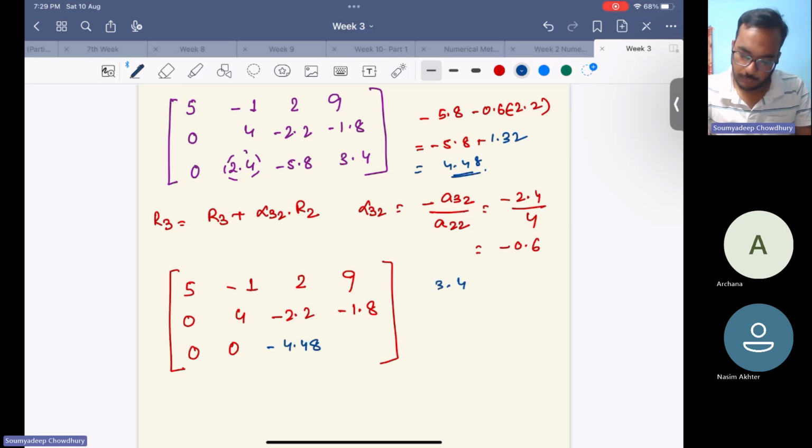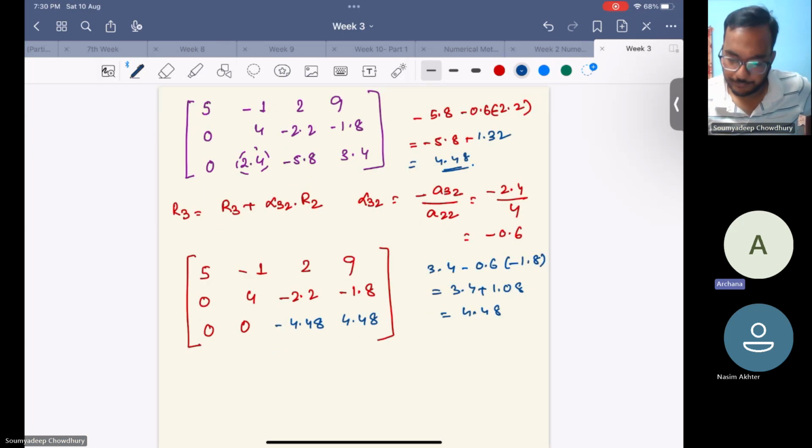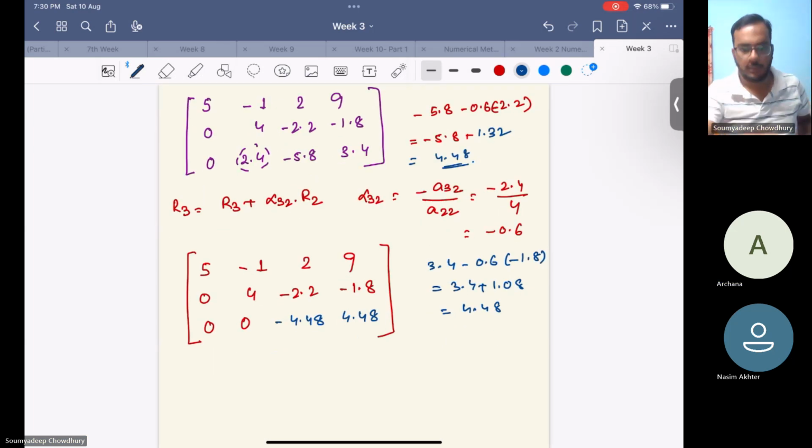And this is 3.4 minus 0.6 into minus 1.8. 0.6 into 1.8 is 1.08. 3.45. So this is the final answer. Okay, yes, sir. Clear? Yes, sir.